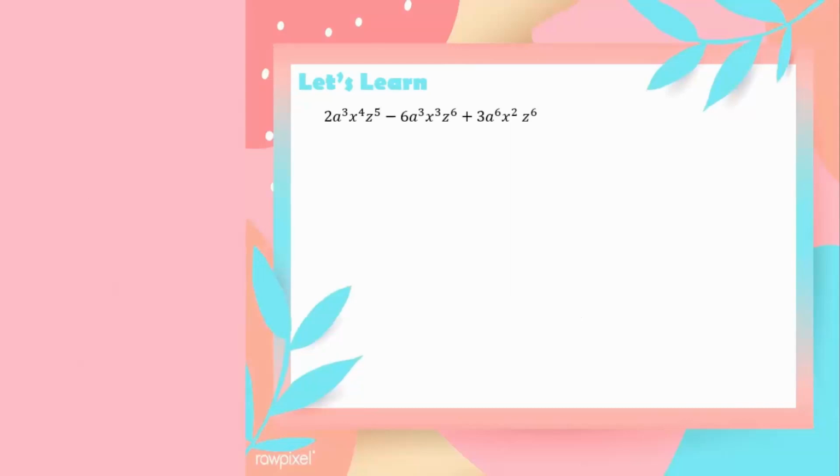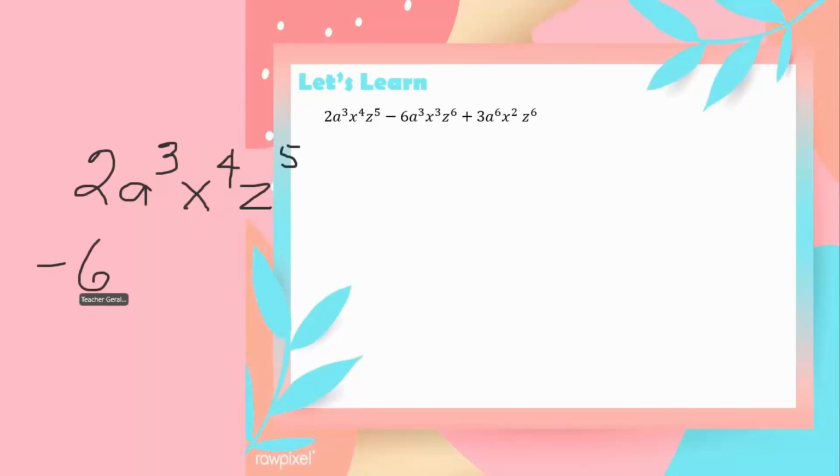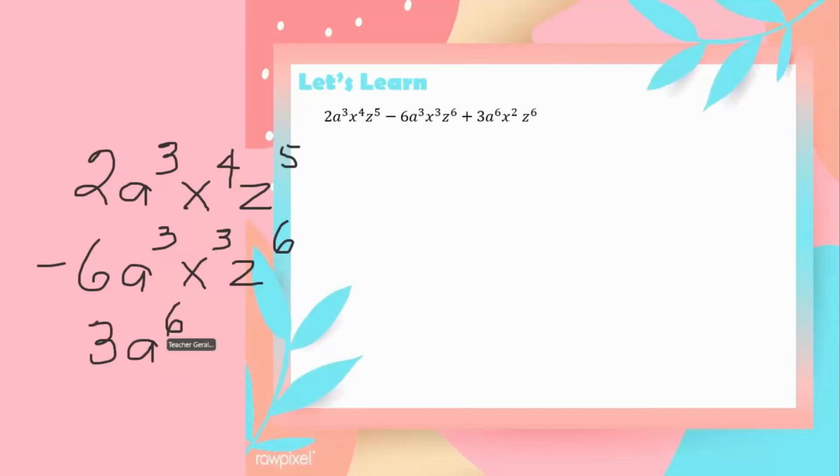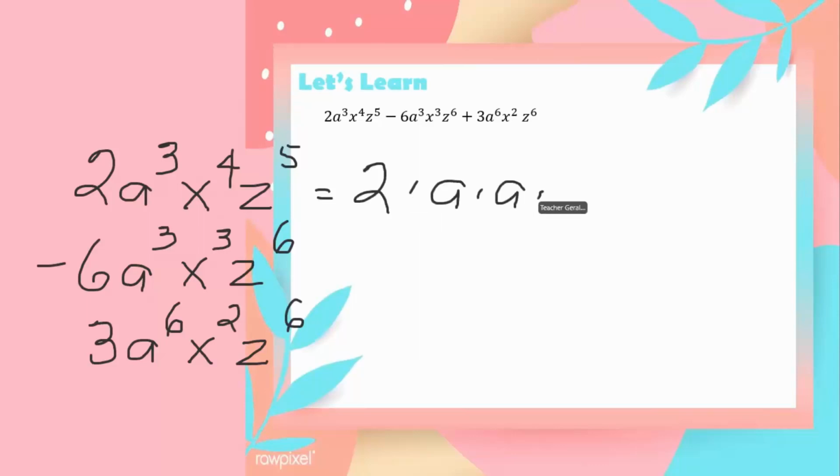Okay, what about this one? This trinomial. So, 2a cubed x to the fourth power and z to the fifth power. Ito naman, 6a cubed x cubed z to the sixth power. At ito ay 3a 6 to the sixth power x squared and c to the sixth power. Okay, so let's try to factor this one. So, itong 2 times a, tatlong a yan.